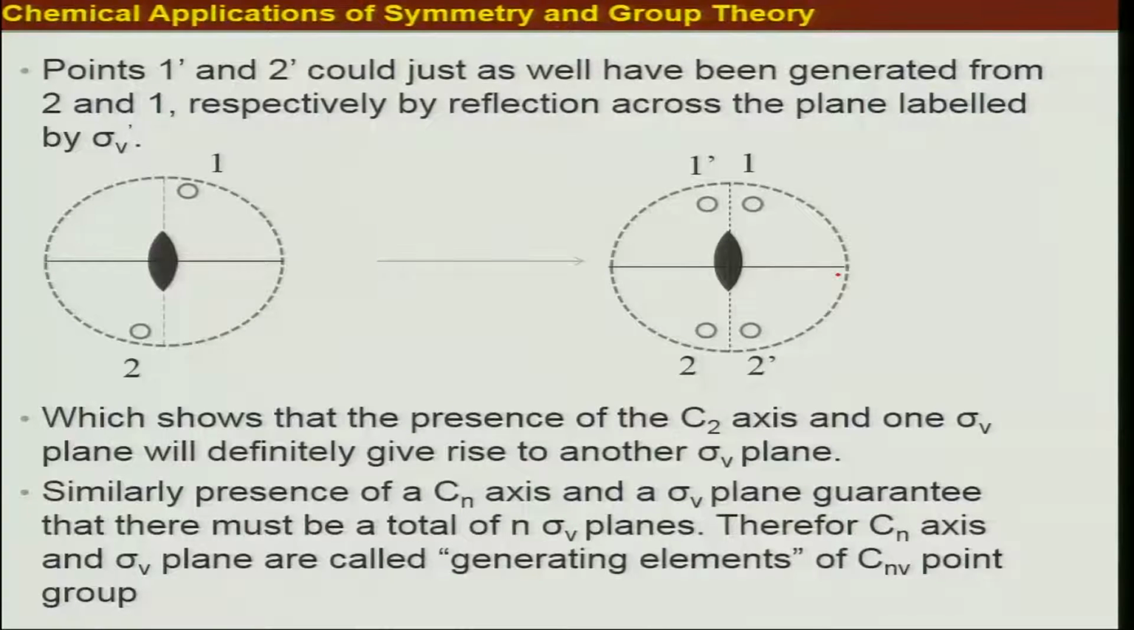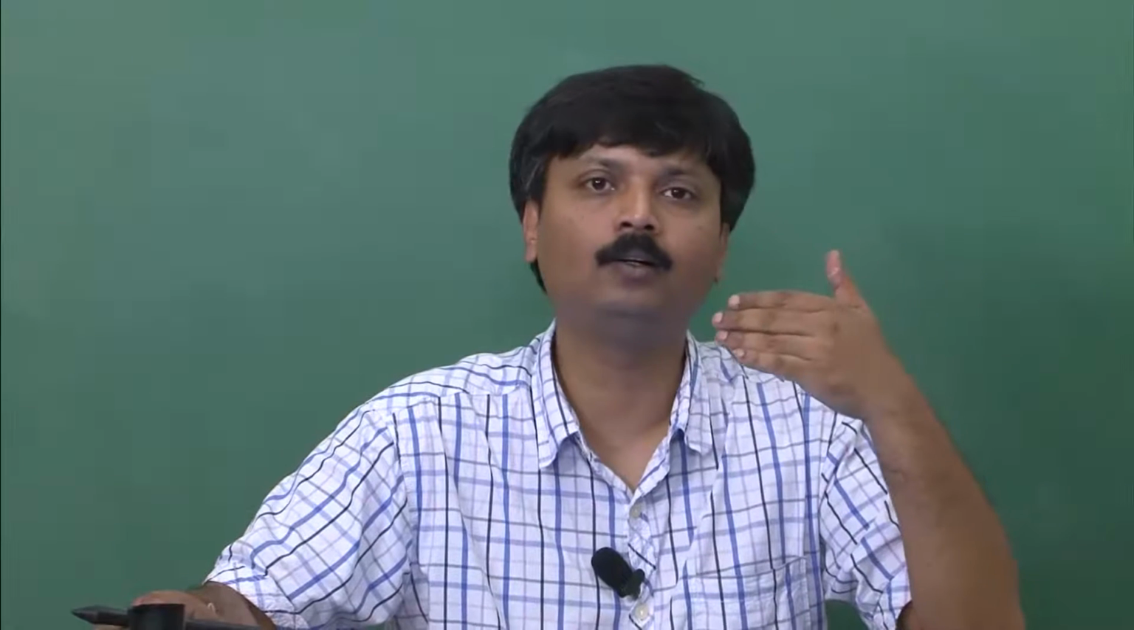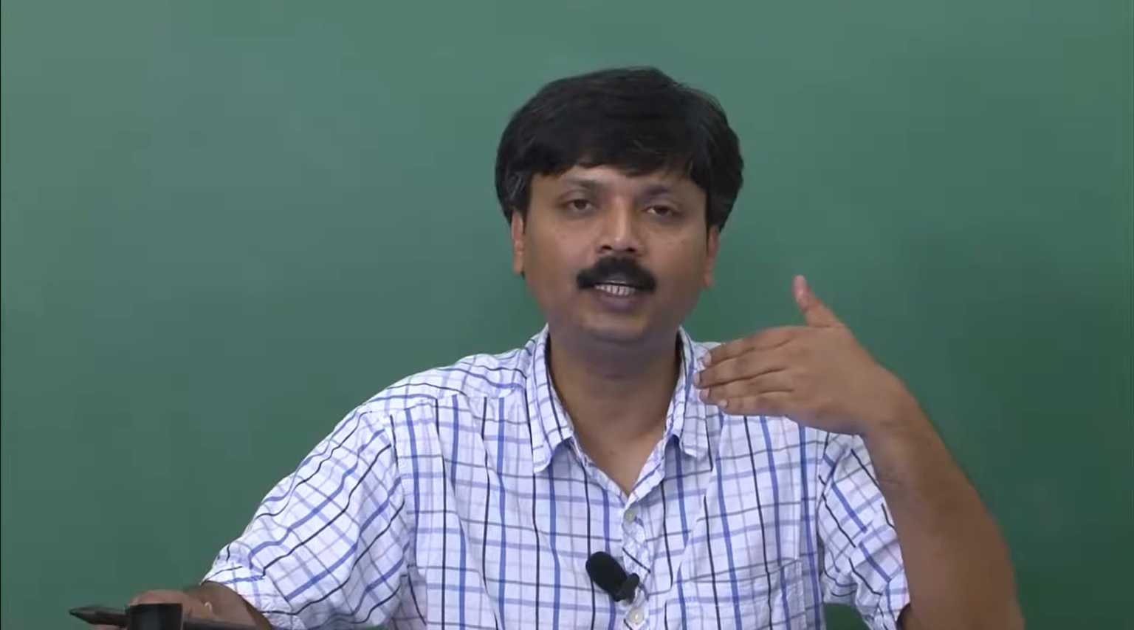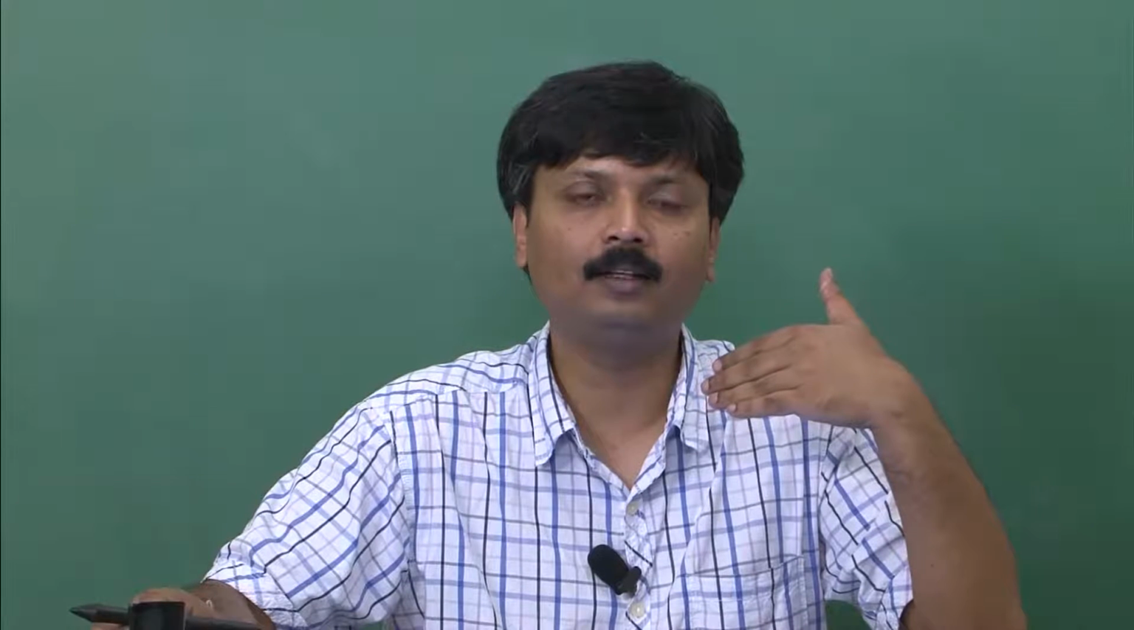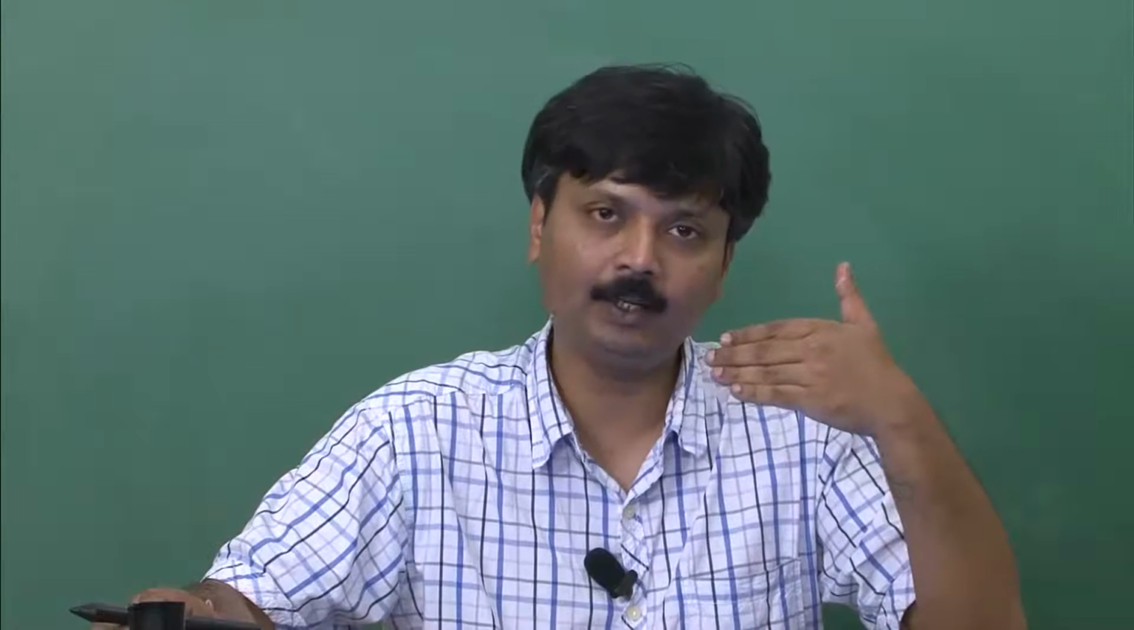And similarly, the presence of a Cn axis and a sigma v plane guarantees that there must be a total of n sigma v planes. We have already learned that while forming the point group. We had gone through the various steps, right? If you remember, steps 1, 2, 3, 4, 5. In those steps we asked: if you have Cn, do you have n C2 primes, do you have n sigma v's, do you have n sigma d's?